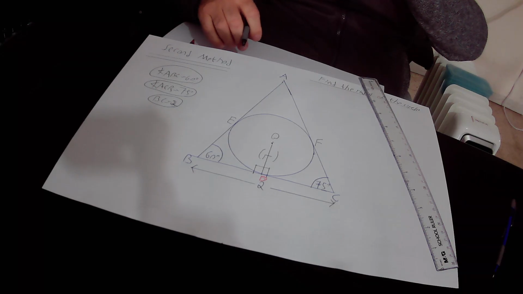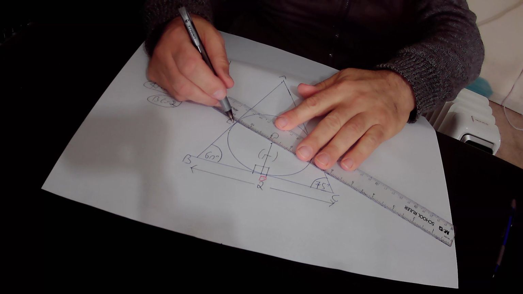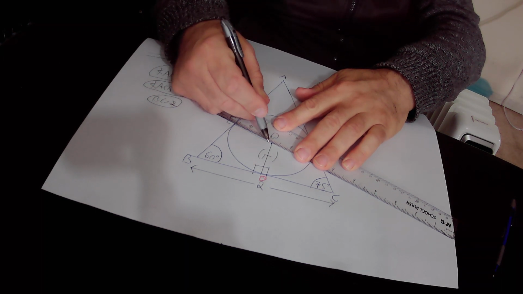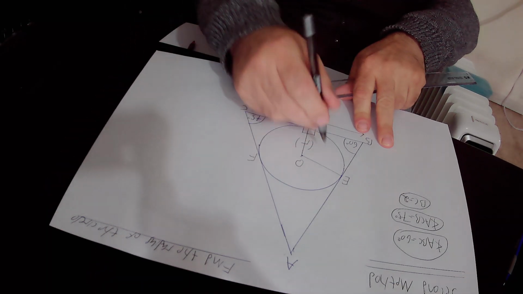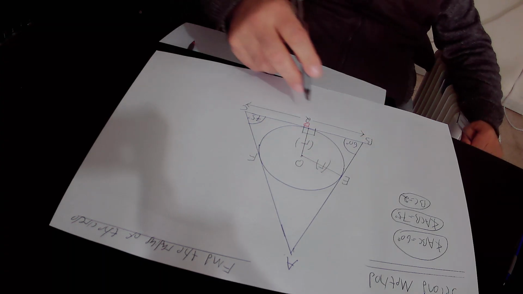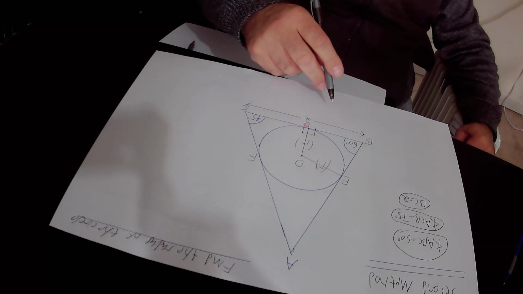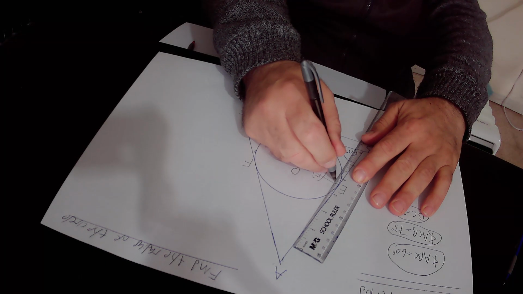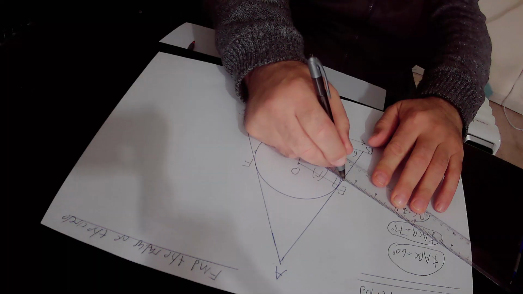So here EO is the radius of this circle, therefore it equals R. According to the same rule, rule number 1, we have the radius OE drawn to point E, therefore according to rule number 1, this angle will equal 90 degrees, and this angle will also equal 90 degrees.